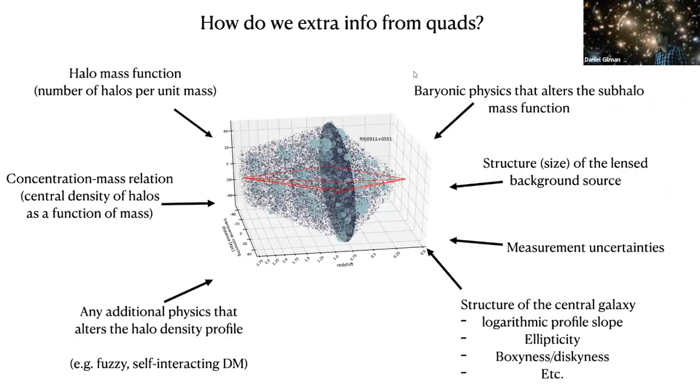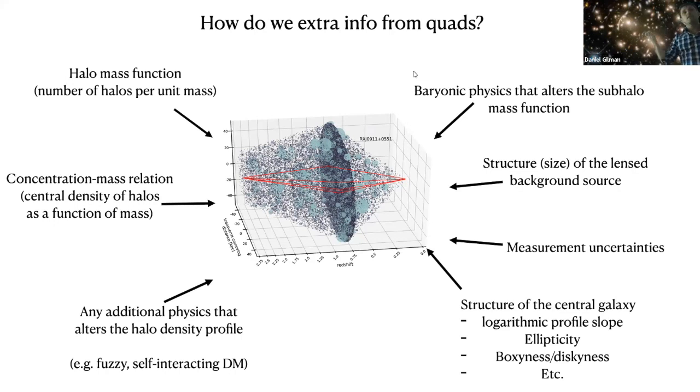So these simulations, a lot goes into them. I sort of grouped them by stuff that we're interested in on the left and things that are for us nuisance parameters on the right. Okay, so on the left, we have things like the halo mass function, which is how many dark matter halos there are per unit halo mass. There's the concentration mass relation, which tells you how dense halos are as a function of their mass. There's any additional physics that might enter the problem based on which dark matter model you're looking at. And then things that you have to marginalize over are things like baryonic physics that might alter the number of subhalos through tidal stripping, for example.